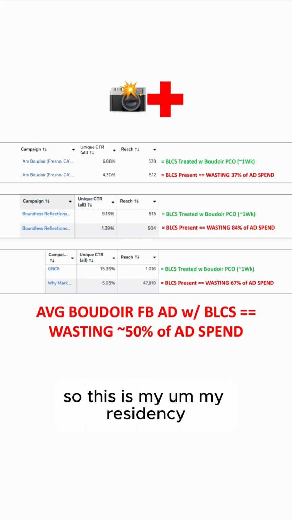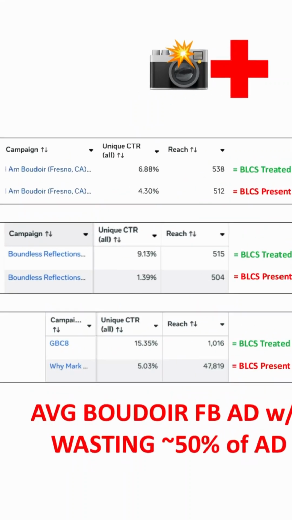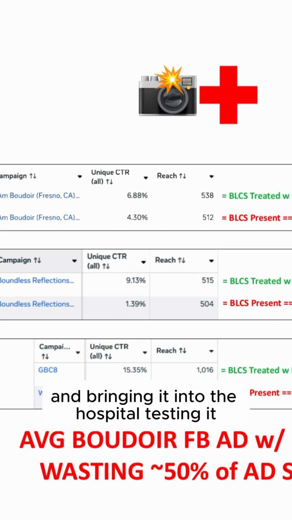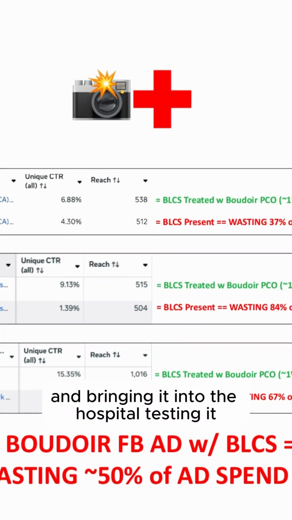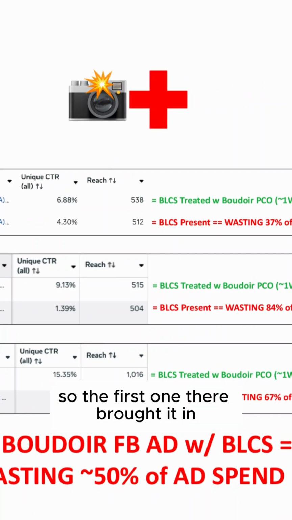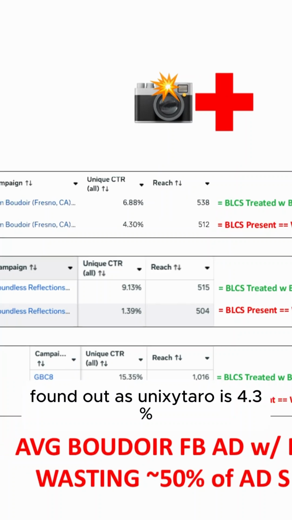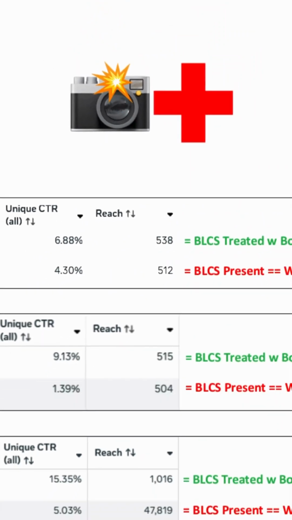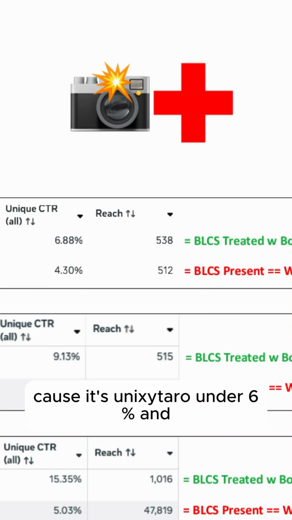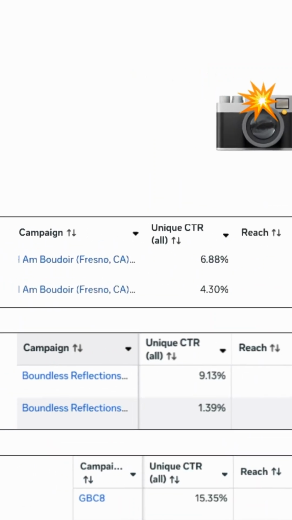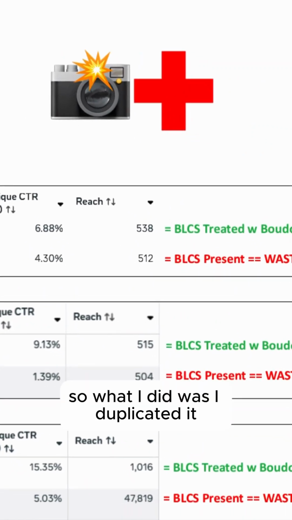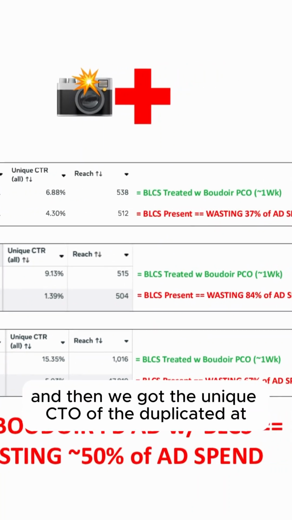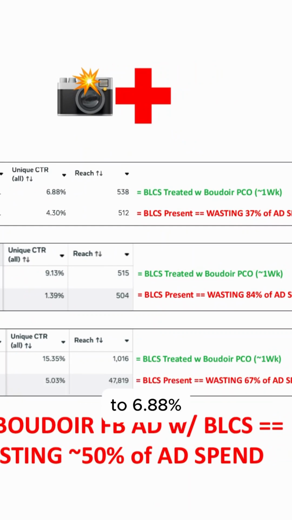So this is my residency, my history with that. First part of the residency: finding a Boudoir Facebook ad out there and bringing it into the hospital, testing it. The first one, I brought it in and found out its unique CTR was 4.3%. So we figured out BLCS is present because its unique CTR is under 6%. So what I did was I duplicated it and treated it with Boudoir Pico, which takes about a week. And then we got the unique CTR of the duplicated ad to 6.88%.